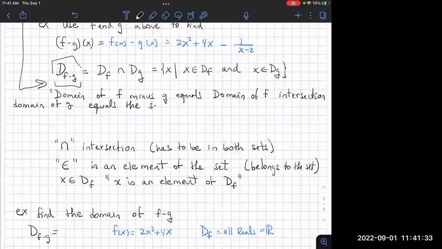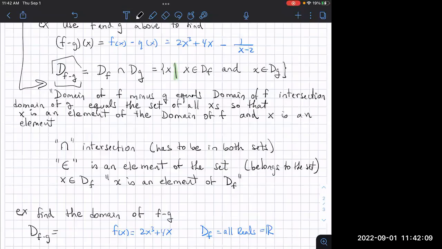the set of all x's. And this vertical bar means so that, or with the condition that x is an element of the domain of f and x is an element of the domain of G. So that's how you read that whole string.